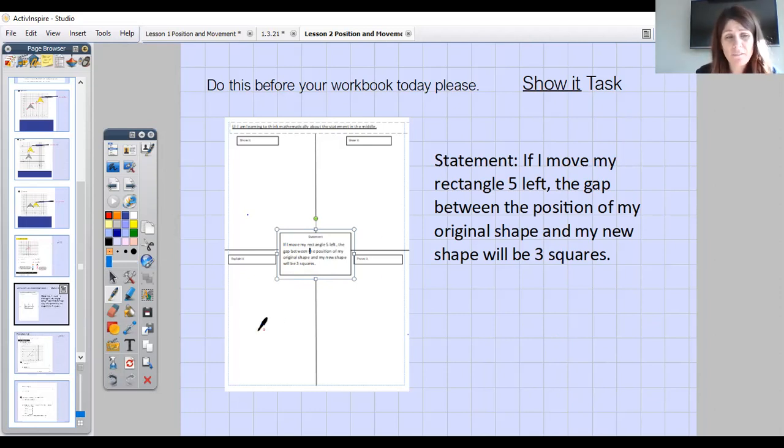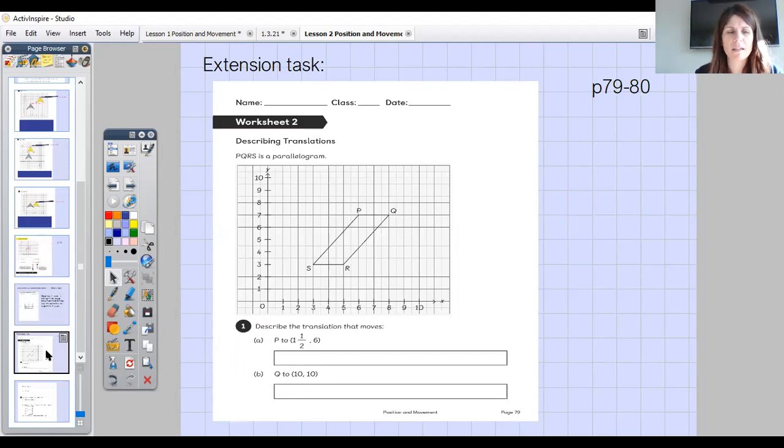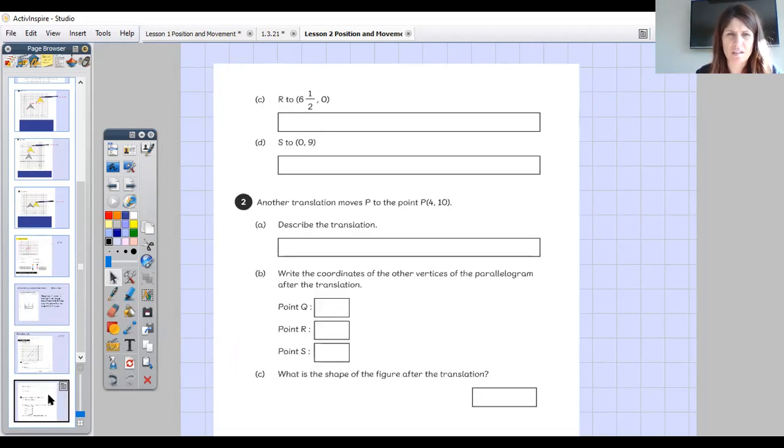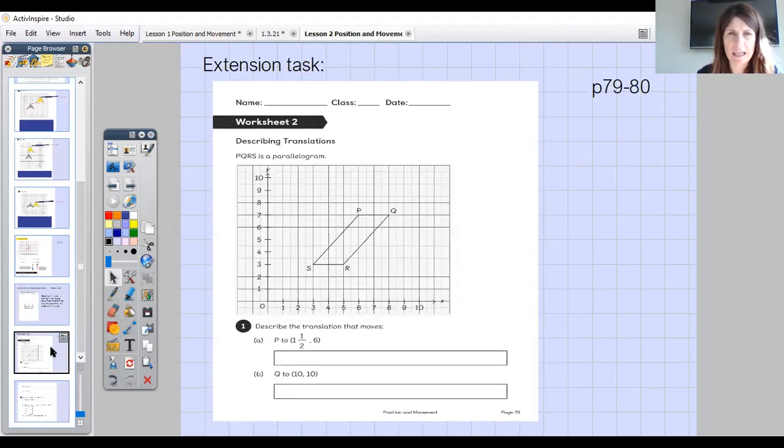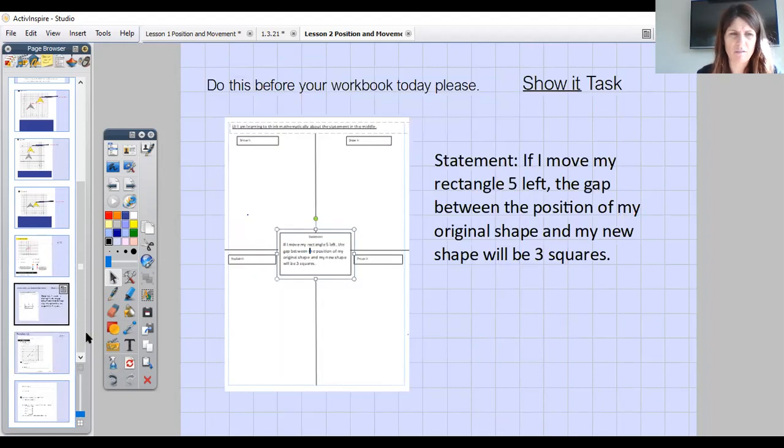So once you've done that, if you've got some time, and I know that some of you won't, but if you have got some more time, your extension task today is actually your workbook. I'm not necessarily expecting everybody to complete their workbook, but if you do, this is your extension task, okay? So worksheet 2, which is on pages 79 and 80, and it's got just some more practice on some of those things. But we've got here, look, we've got parallelogram. So it's thinking about that vocabulary that we talked about yesterday in our Zoom call. That's why we went over it with you.